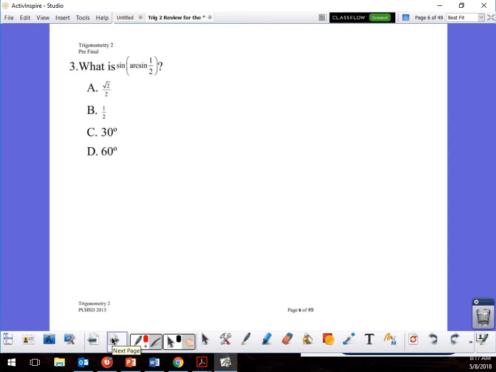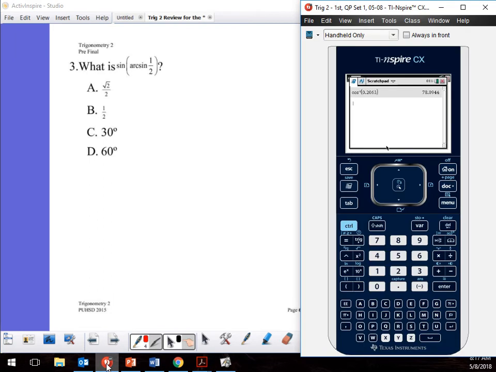What is arc sine 1/2? Okay, yeah, you can calculate that. So it says arc sine of 1/2. Sine inverse of 0.5, the answer is 1/2, right?